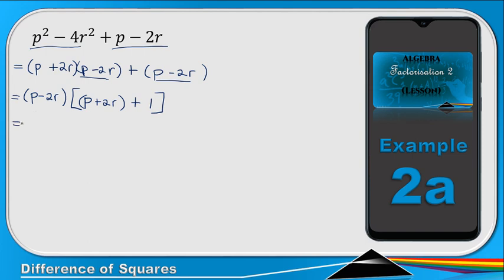Alright, and then just to simplify this, I'm just going to drop these brackets. So I've got p minus 2r and then p plus 2r plus 1. And that's then my final answer.